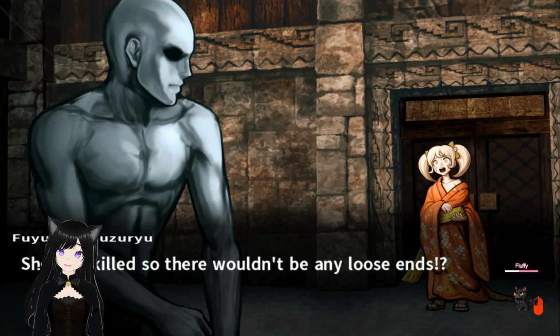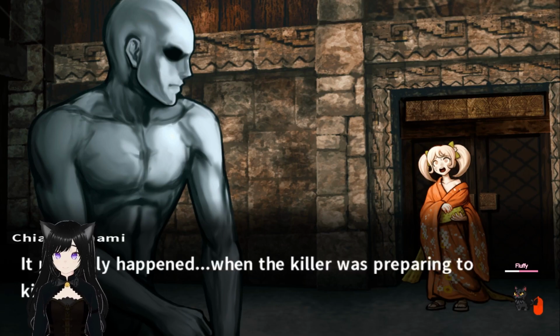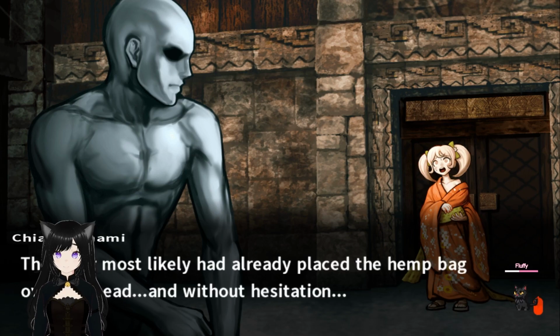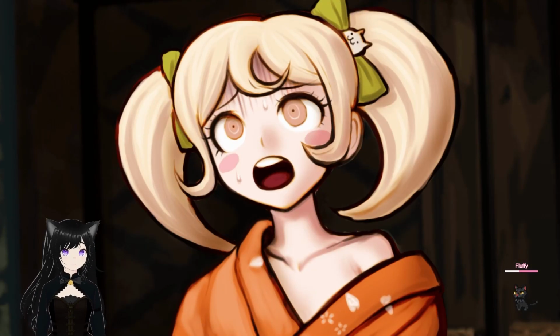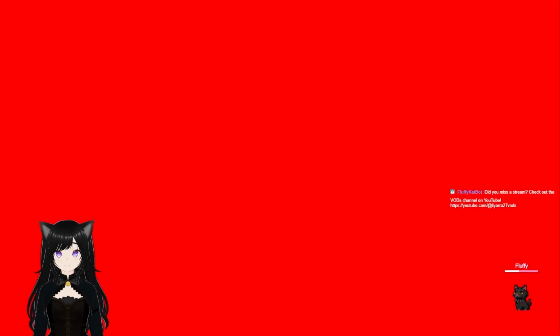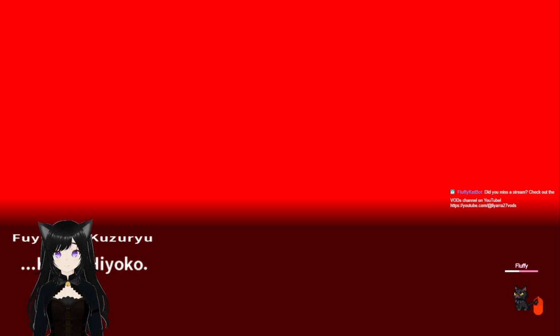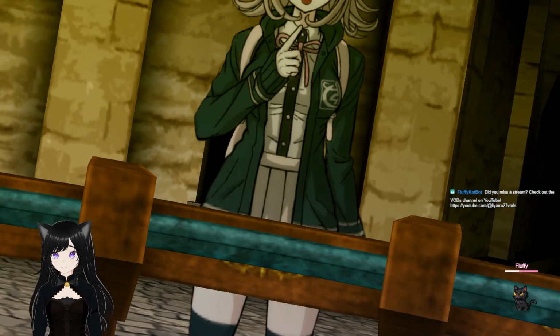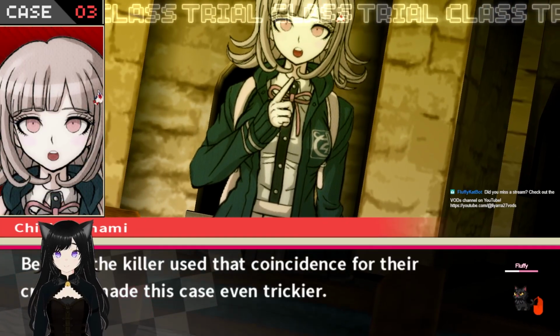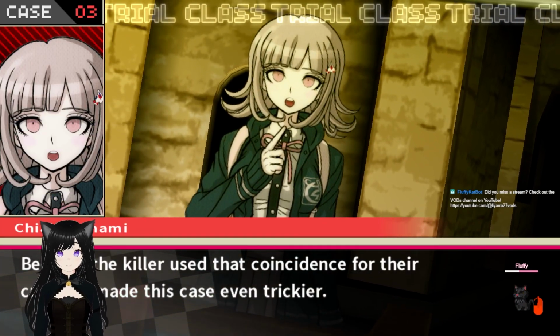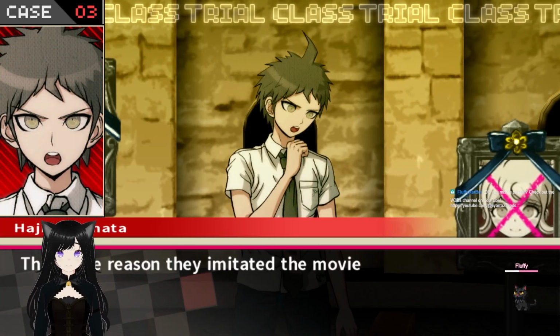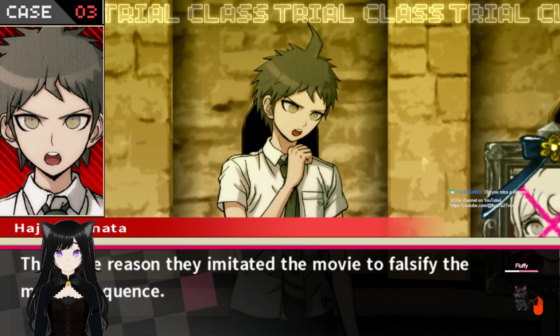We're gonna have to figure that out. So there must have been some prep work that was going on. It probably happened when the killer was preparing to kill Ibuki. The killer most likely had already placed the hemp bag over her head. And without hesitation, killed Hiyoko. But she was killed on stage, right? Because the killer used that coincidence for their crime, it made this case even trickier. Yeah. That's the reason they imitated the movie to falsify the murder sequence.